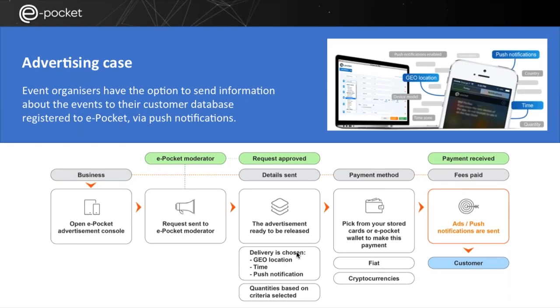The other thing is it can be done by the time. So it depends on the time of the day that you're going to receive that notification, or it could be just a simple push notification that's sent through, okay? And again, I can basically decide as a business how I want to make the payment, either by fiat or cryptocurrency, and the advertisement is ready to be sent out to those people that are using ePocket.